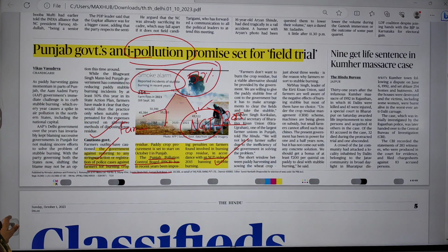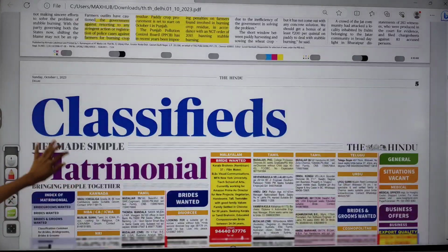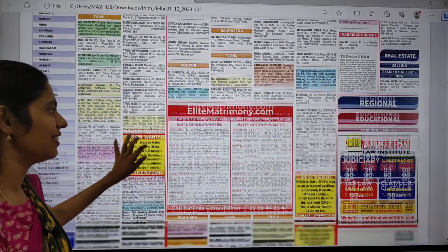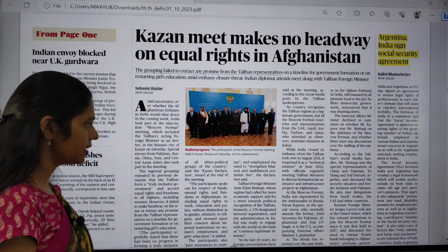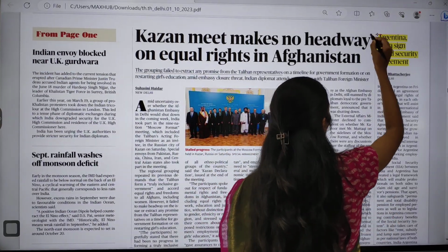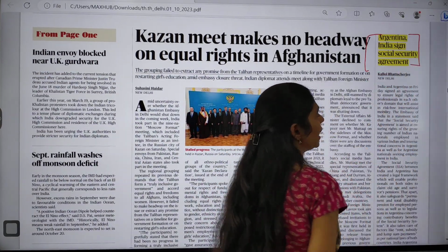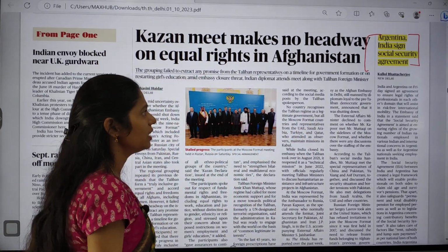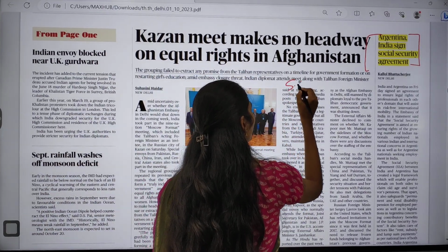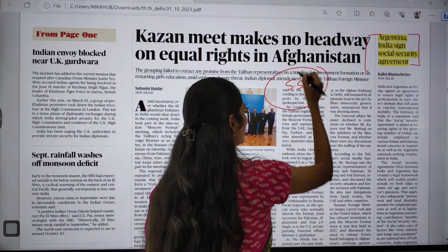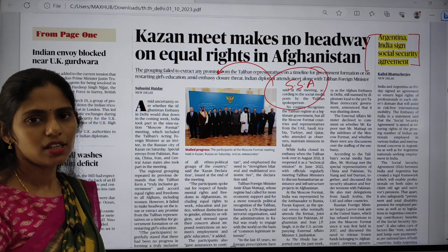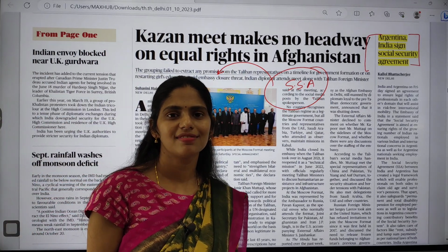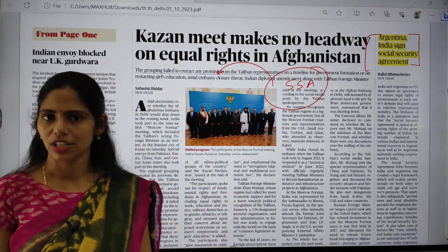And now let us move on. So you can leave this classified page. And in this news page, there is one important article, that is Argentina-India signed Social Security Agreement. So here the Social Security Agreement is very important. So here what is a Social Security? Social Security means they will be getting pension, they will be getting some health benefits, okay, health insurance, etc.